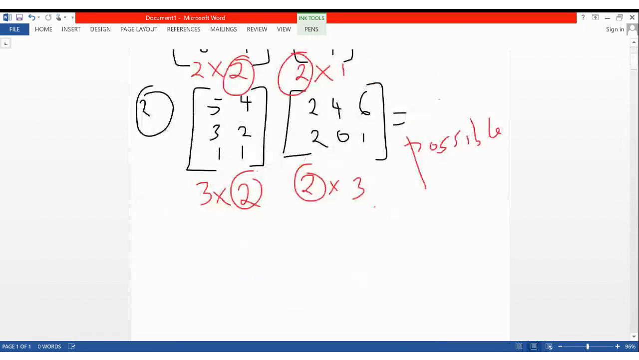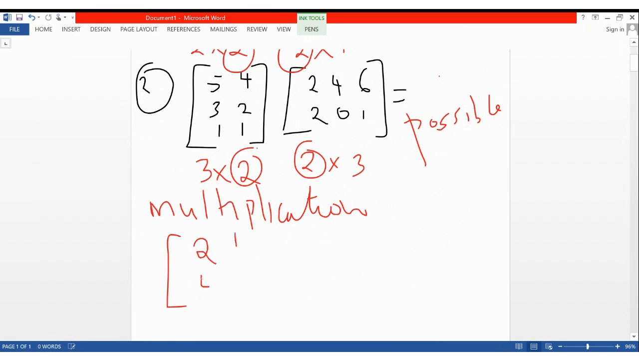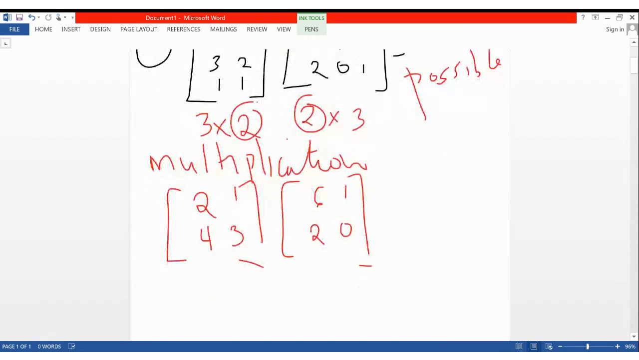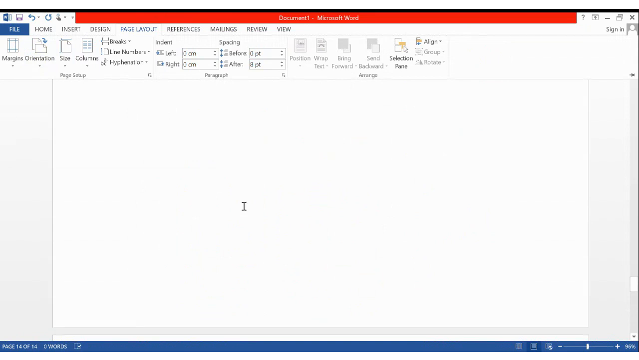So at least we go now to the multiplication. If I have a 2x2, let's say 2, 4, 4, 3, and I'm multiplying with 6, 1, 2, 2, 0. How do you multiply matrices? It is easy. You move from row to column. Move from row to column. Row column always.